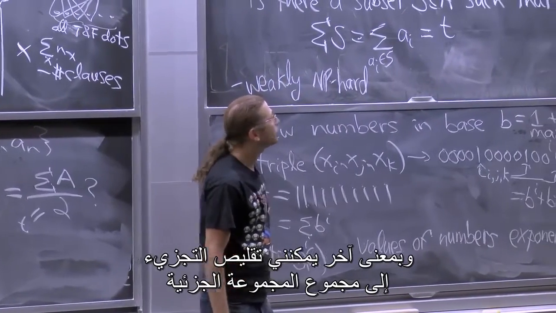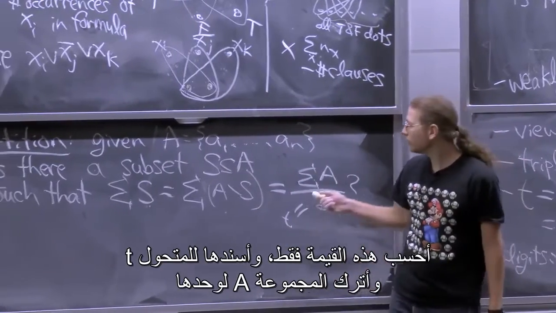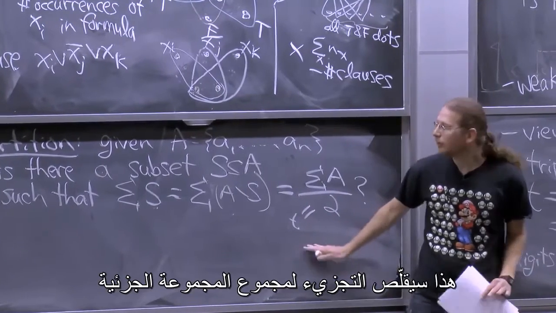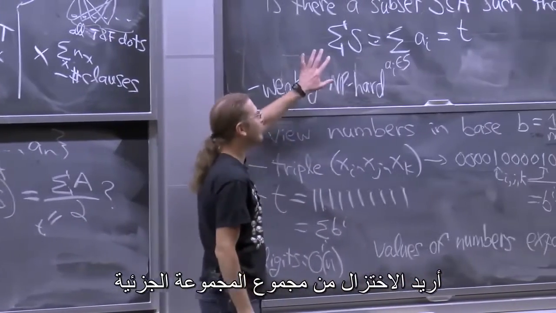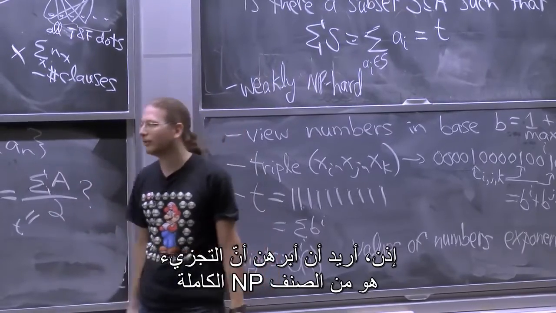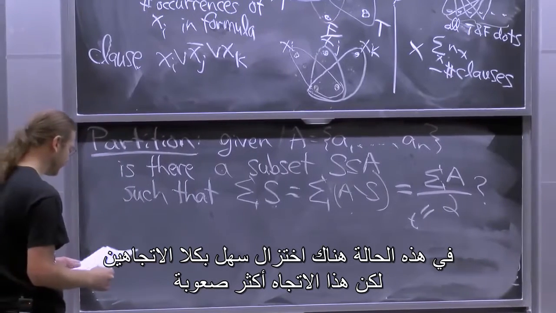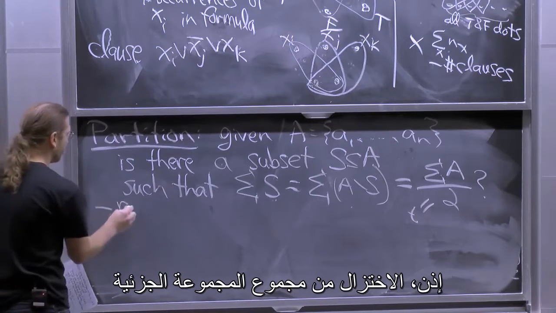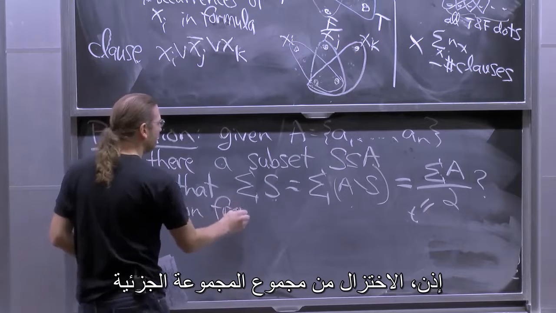In other words, I can reduce partition to subset sum. I just compute this value and set that to t and leave the a's alone. That will reduce partition to subset sum. But that's not the direction I want. I want to reduce from subset sum, a problem I can prove is NP-complete, to partition, because I want to prove that partition is NP-complete. So in this case, there's an easy reduction in one direction. This direction is a little harder. So reduction from subset sum.